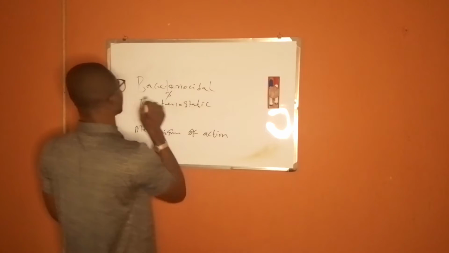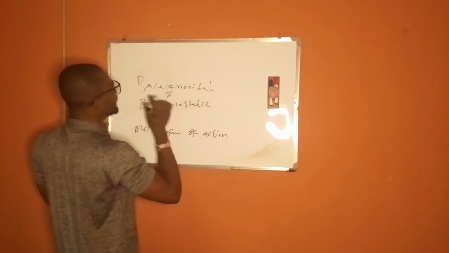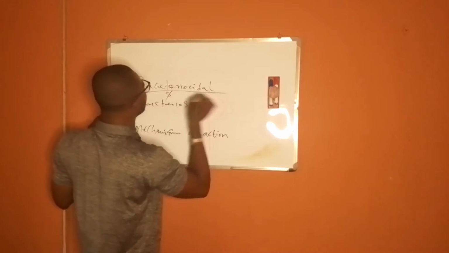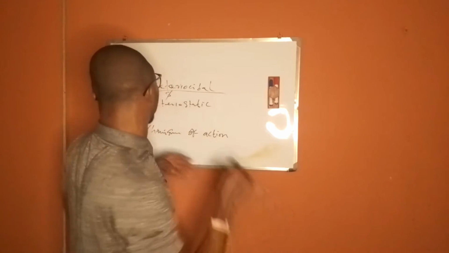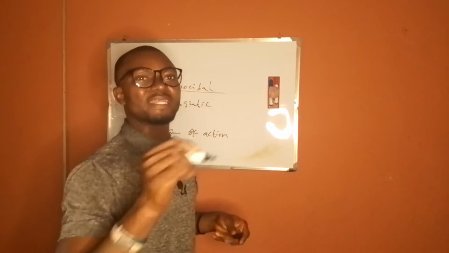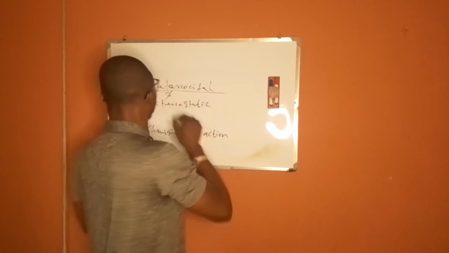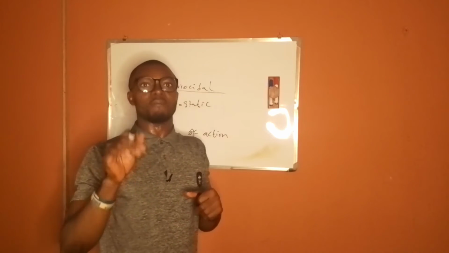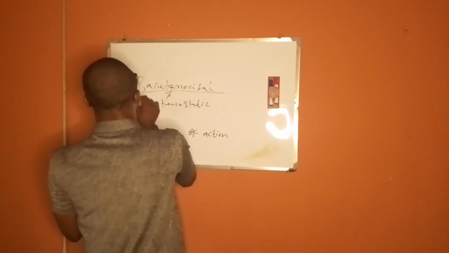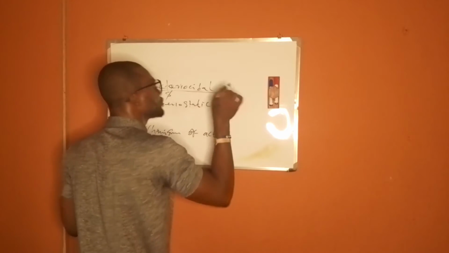The bactericidal are the antibiotics that are capable of killing the bacteria. Their process of working on the bacterial cell is by killing the bacteria totally.